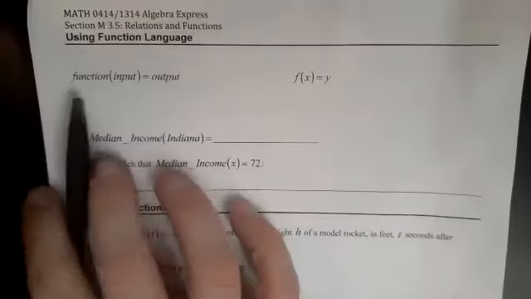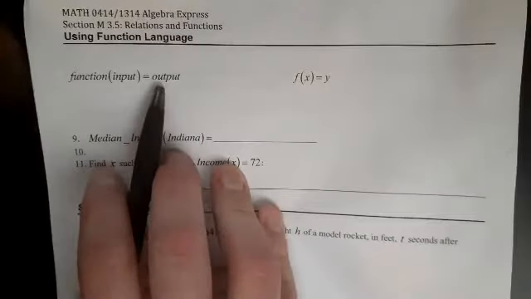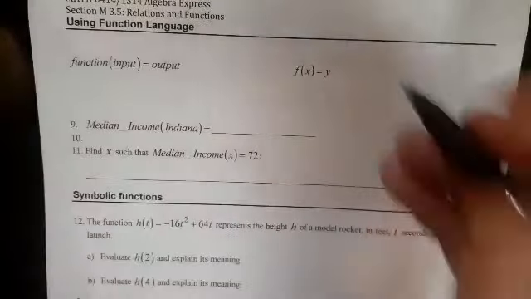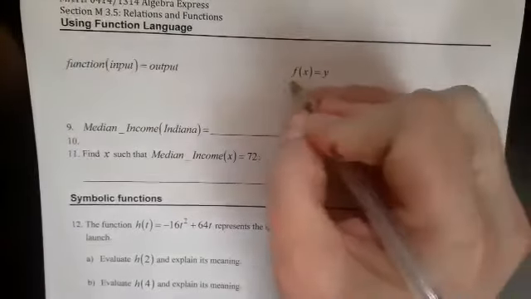So this thing represents our function, this thing represents our input, and this thing represents our output. So this is the general form of our function notation. And so what they're saying is, now they're giving us an example. This is our function.